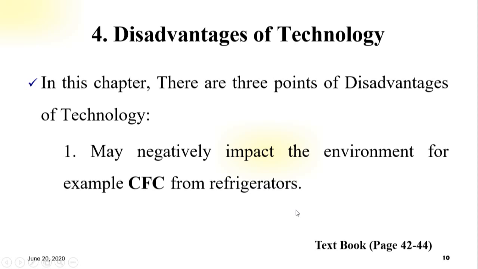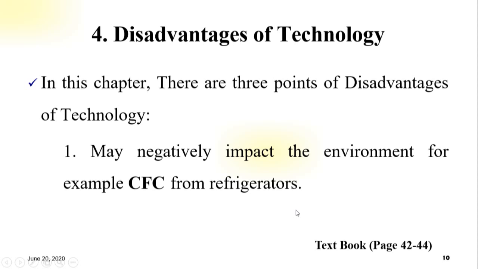Number one, technology may negatively impact the environment. For example, CFC from refrigerators. Do you know how it impacts the environment? When you have modern technology, for example we use the refrigerator at home, and when we use it, it has CFC. CFC here means a gas. It is a gas that was widely used in the past in things such as refrigerators.